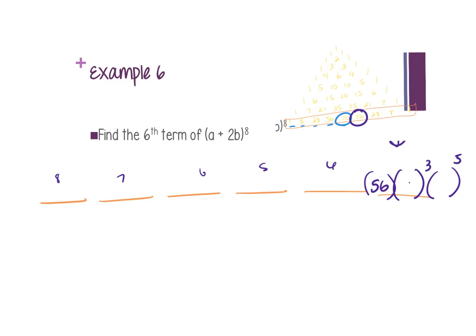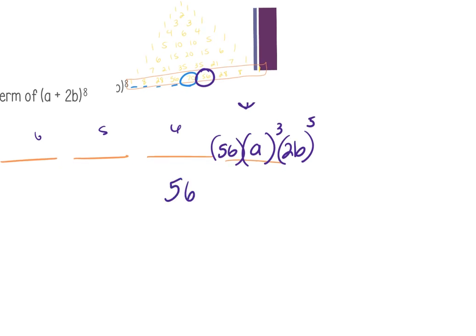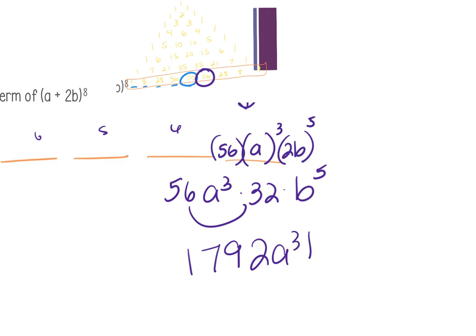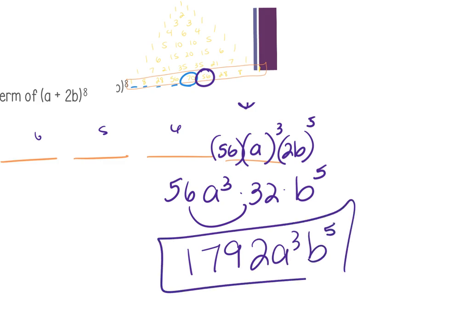First term is a, second term is 2b, and I'd get 56 times a to the 3rd times 32 times b to the 5th. And what is it, 1,792? So 1,792 a to the 3rd, b to the 5th. How we do? Good? Okay. Guaranteed question on your AP exam, at least one. Most likely one, and it will be find this term, like 5th term, 6th term, whatever it is.